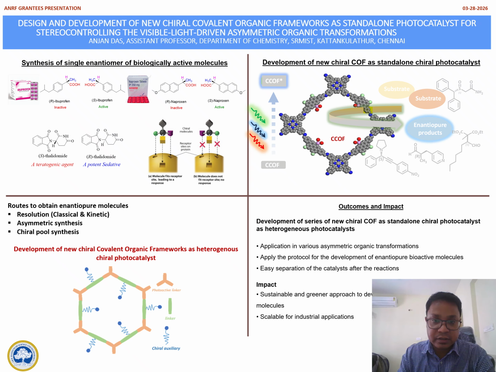If we incorporate the photoactive moiety and the chiral group, they work synergistically inside the material and give better selectivity of the product. And definitely these materials are very thermally stable, so we can run the reaction at various temperatures. And finally, this is a green and sustainable approach, as we can recover and reuse the catalyst for multiple cycles.